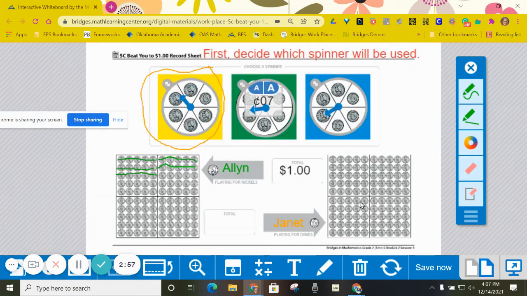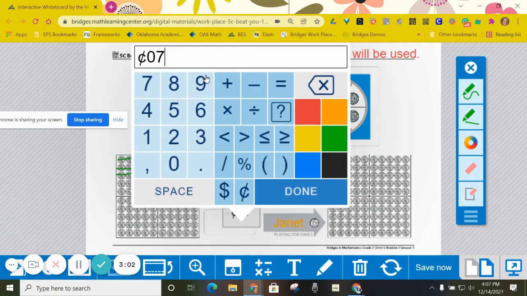So we're going to record that. And once again, whoops, it wrote that backwards, didn't it? 70 cents. No, it wrote the whole thing backwards.